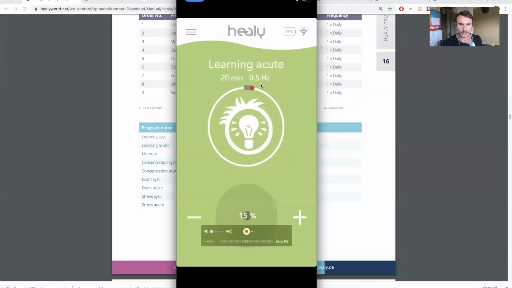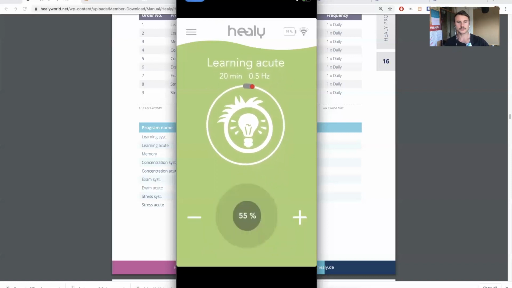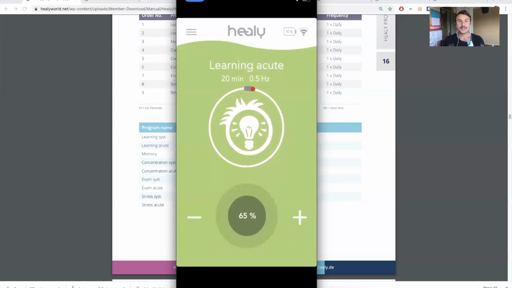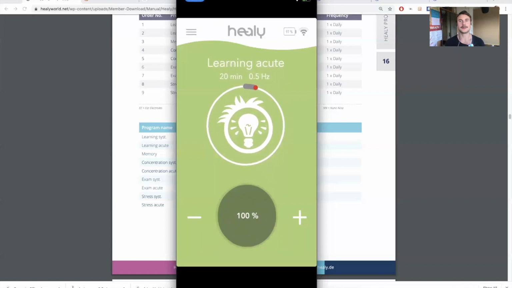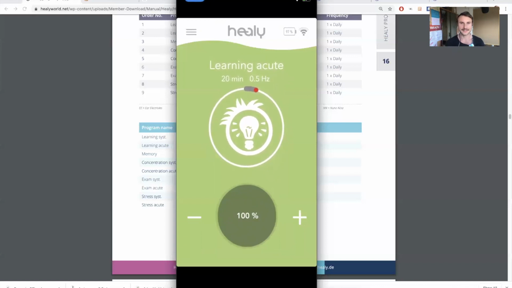And it's a 20-minute program. It's 0.5 hertz. And the same thing again, I'm going to go up from 15%, 20%, 50%. Now with this one, it's quite strong. I feel a slight kind of rocking as though I'm on a boat. As soon as I put this on, I feel a massive relaxation in my body, in my mind. It's like I'm meditating with my eyes open.